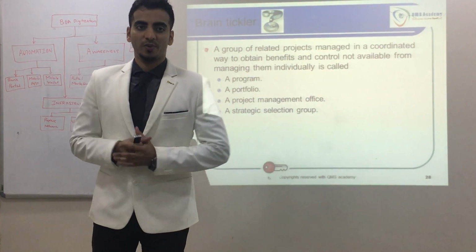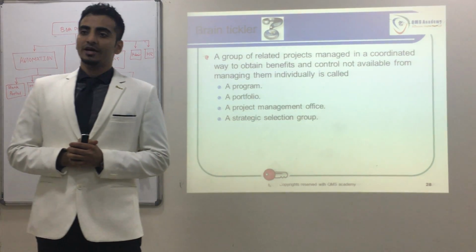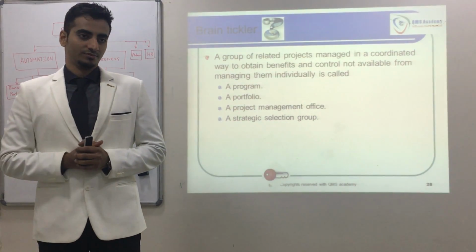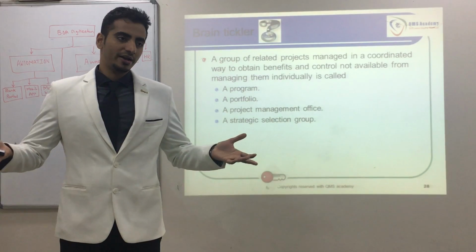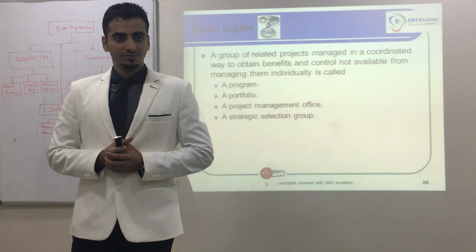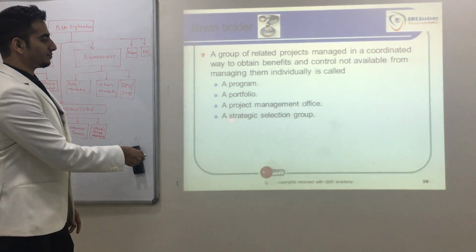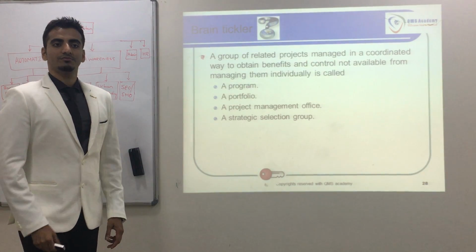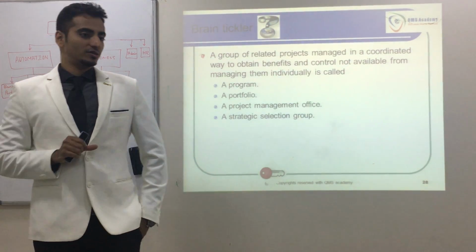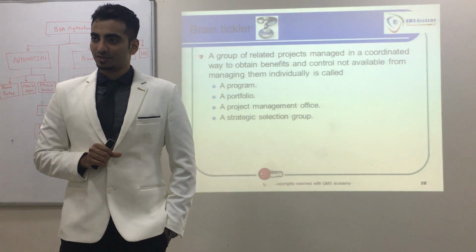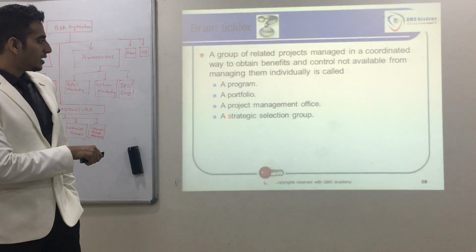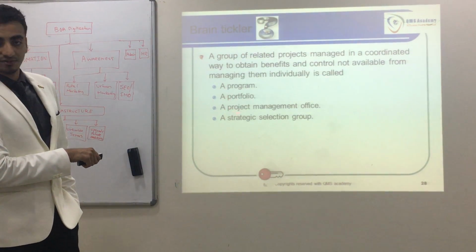Now in such kind of questions, first and foremost, remove the odd man out. So something which you have not studied in PMP cannot be the answer. So that is option number D, strategic selection group. There is nothing called this concept, which is nothing but a collection of projects. Okay? So D is ruled out. Now left are A, B and C.